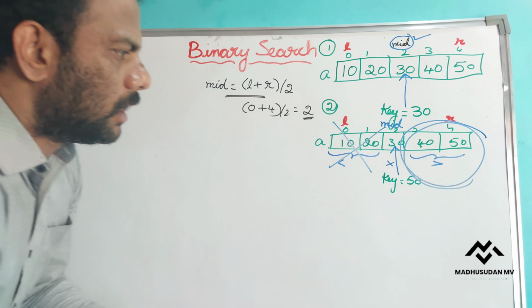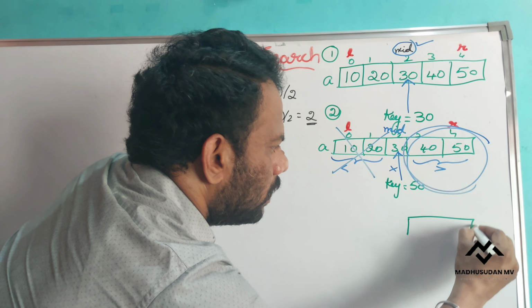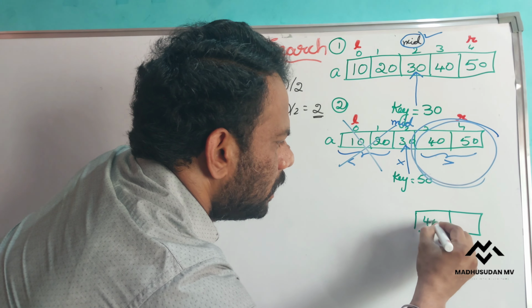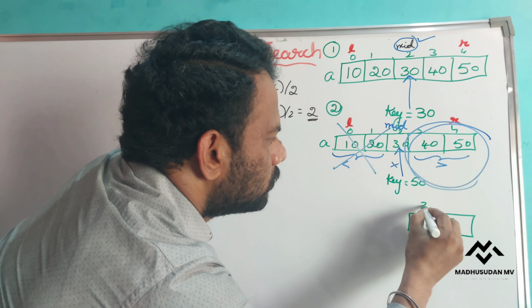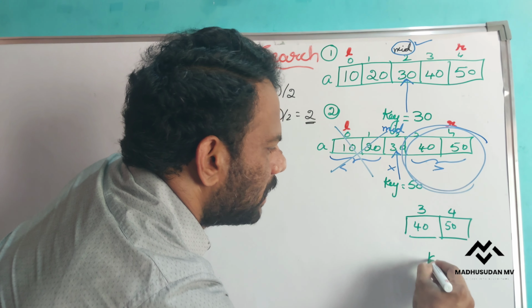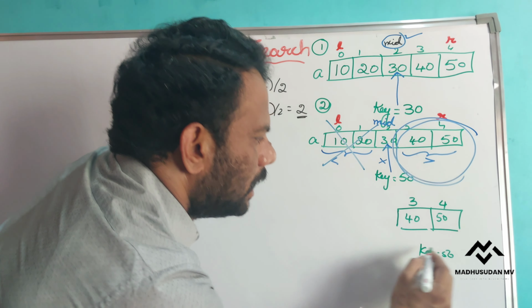So in the second half, I will get only these two elements, 40 and 50, with indices 3 and 4, and again my key element is 50 only.